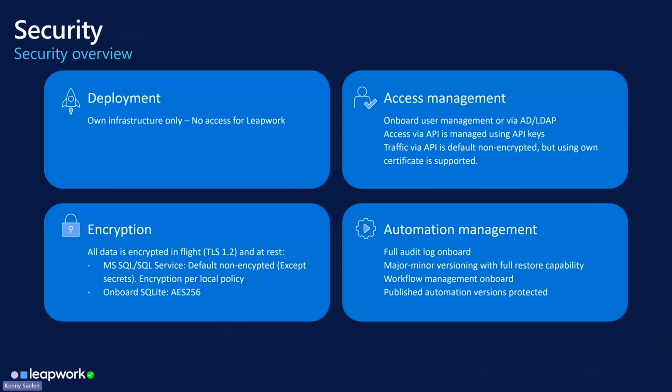Then parts of the automation management. So there is a full audit log also on board of anything that was running and automated and accessed. There's also major minor versioning with restore capabilities. So if anything goes wrong with the testing catalog and the flows that you created, there are ways where you can restore those flows. There's also workflow management on board in the studio option there. And there are also protected published versions of these automations.